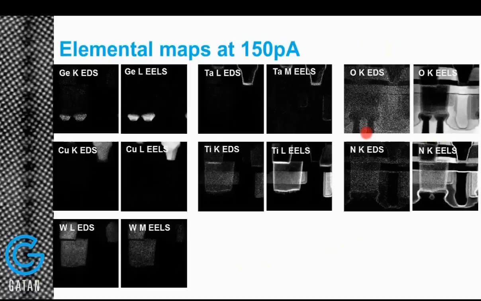These are all the maps. Again, we see the higher quality for all the EELS maps. You can compare germanium K from EDS with germanium L from EELS. You have much more signal. If you zoom in, you can see some details here which are missed in the EDS map. The same thing pretty much happens for all the elements. There's a big difference if you look at the light elements, oxygen and nitrogen, but it is something that we would expect. Again, we are running this analysis with 150 picoamp, and most people will use EDS with much higher current for this particular system.